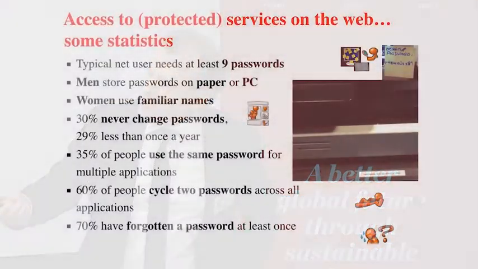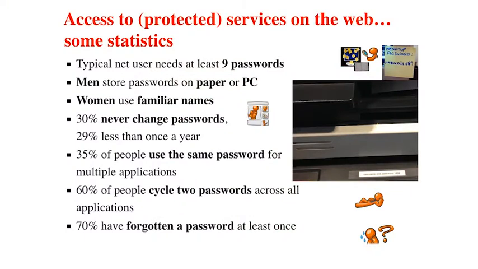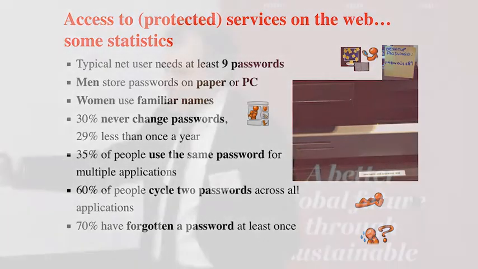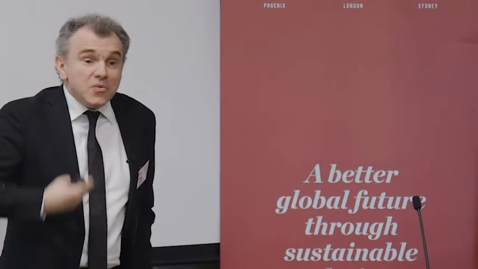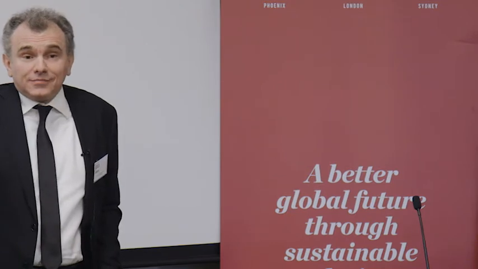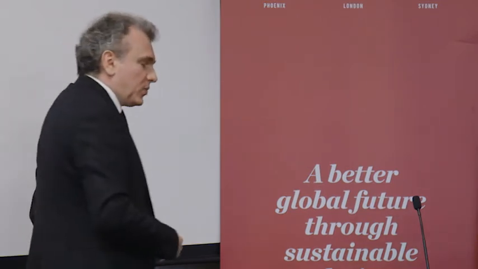And here are some statistics, and again, statistics are just information, but 35% of people use the same password, 60% of people cycle two passwords, 70% have forgotten a password, and then people use post-its, people use familiar names, which defeats the purpose, right? So what can computer scientists do? Well, we can develop solutions.